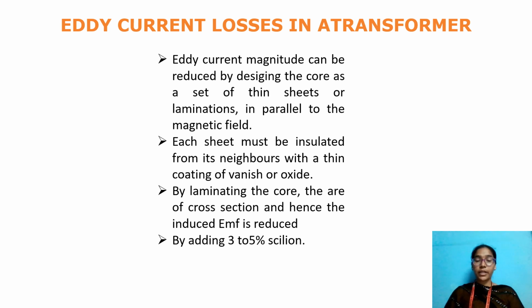Eddy current losses in a transformer: eddy current magnitude can be reduced by designing the core as a set of thin sheets or laminations in parallel to the magnetic field. Each sheet must be insulated from its neighbor with a coating or varnish. By laminating the core, the area of cross section and hence the induced EMF is reduced. Adding 3 to 5% of silicon will increase the resistance of the core. If the silicon is more than 5%, it will make the core brittle.